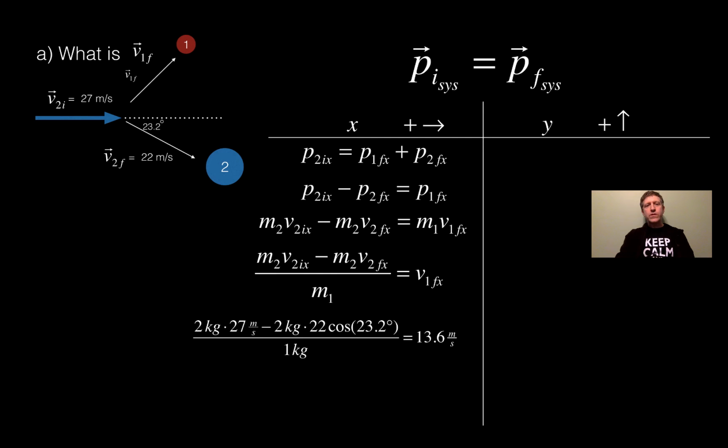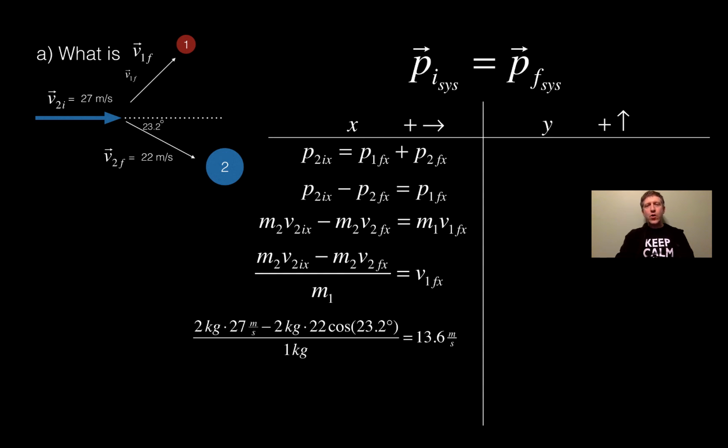I've got 2 times 27, which is M2 times V2 initial in the X direction. There's only initially an X velocity. But then I've got to subtract M2 V2 final X, and notice that what I'm doing there is taking the X component of the final velocity of object 2. So that's just using the cosine, and then divide by M1, which is 1 kilogram, makes it easy. We can see that V1 final X, the velocity in the X direction of object 1 finally after the collision, is 13.6 meters per second.